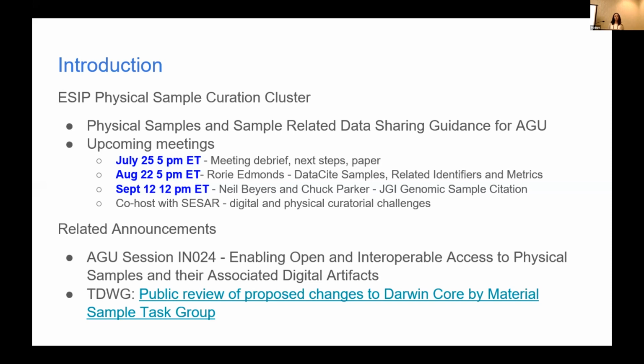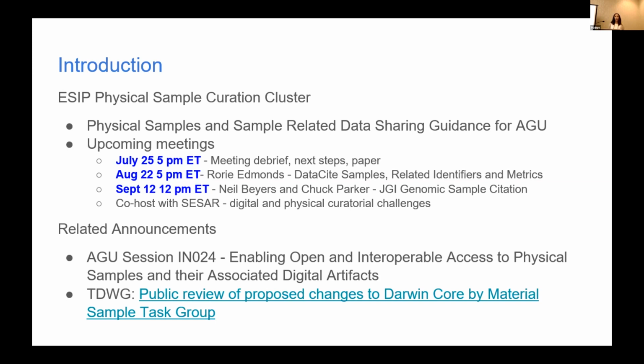As a cluster, we're also now planning to do a variety of working sessions. We'll be working on the paper, for example, and then also having some of our cluster meetings focus more on presentations and discussions. We generally meet twice a month on alternating times currently. I wanted to point out that we have a couple of interesting talks lined up for August 22nd. Rory Edmonds will be presenting on DataCite samples, related identifiers, and metrics, and we'll also have a discussion with him.